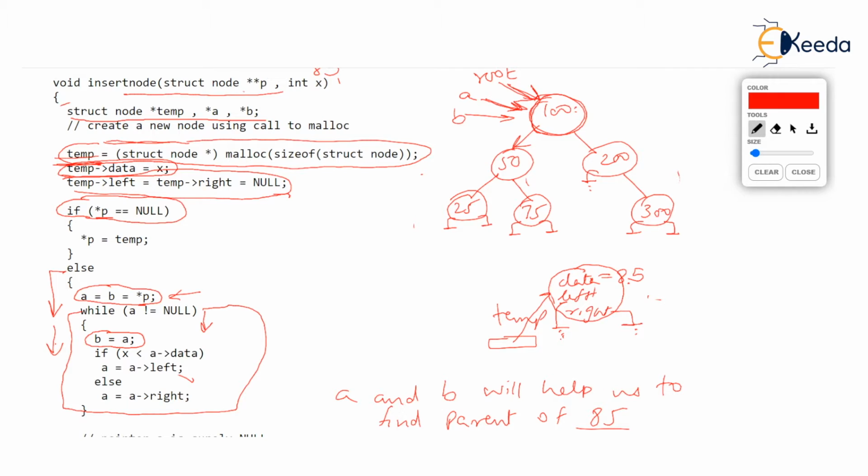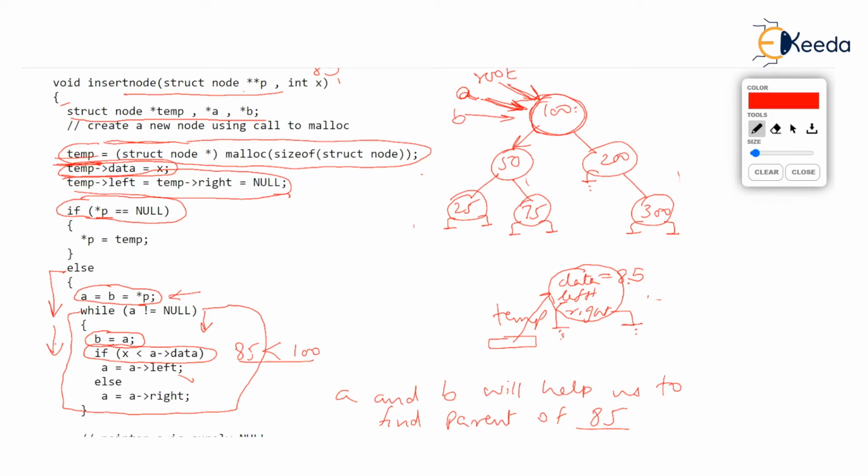Now check the next if. If X, remember X is 85, the new value that we are inserting, if 85 is less than A arrow data, what is A arrow data? Observe, A arrow data in the picture is 100. So we have 85 is less than 100. So what is your conclusion?